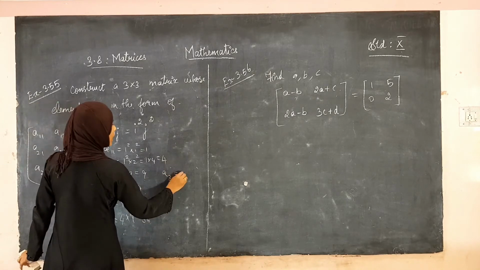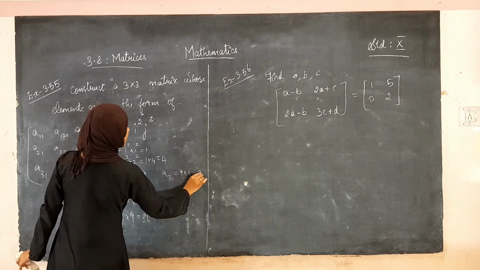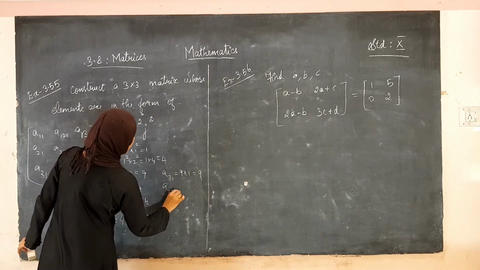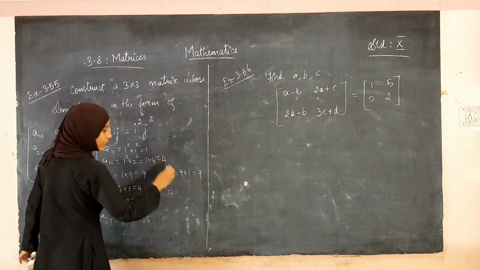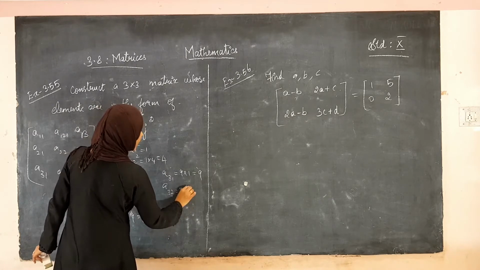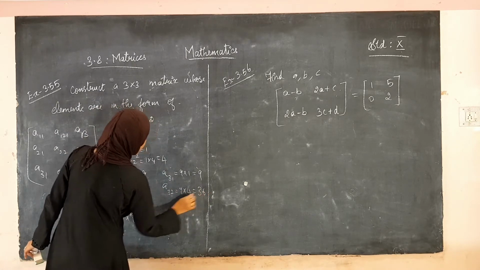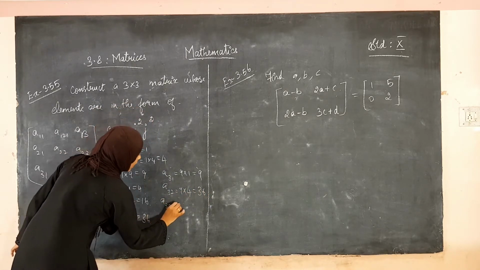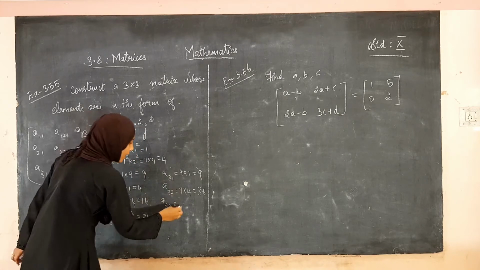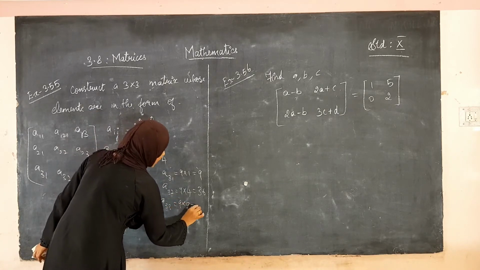A31 is equal to 3 square is 9 into 1, which is equal to 9. A32 is 3 square is 9 into 2 square is 4, 9 fours are 36. A33 is 3 square into 3 square, 9 into 9, 81.